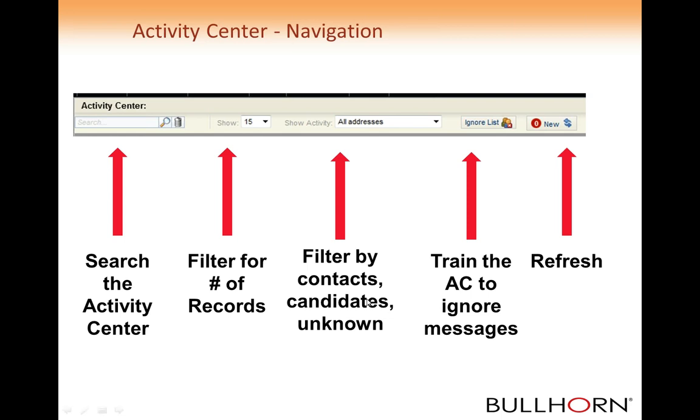And you can also filter for contacts. So here in the Activity Center, you have a drop-down that will allow you to filter for contacts, candidates, or unknown messages. You have a feature called Ignore List, where you can train the Activity Center to ignore messages. So if you're getting spam mail from LinkedIn or industry emails, and you do not want to receive them in the Activity Center because they're just clutter, you can train the Activity Center to ignore it. You can ignore the whole email address or a domain.